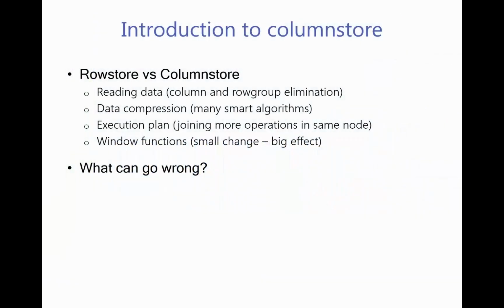Now we will look into the differences between row store and column store, how the data are stored, how the data are read, and how the data are compressed. We will demonstrate the differences in execution plan for a very simple SQL query and observe the big gains in processing time with a small change in SQL script by using window functions. At the end, we'll look into what can go wrong in implementation of column store technology.